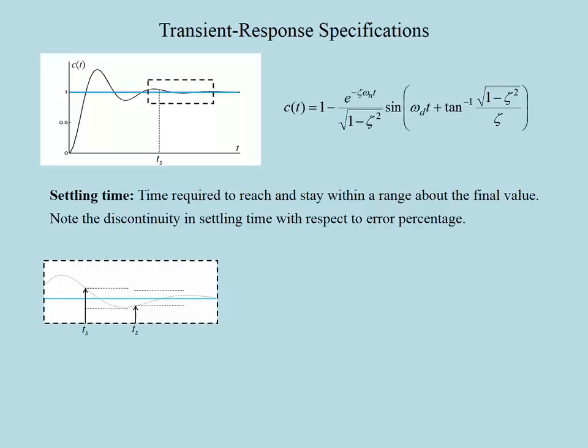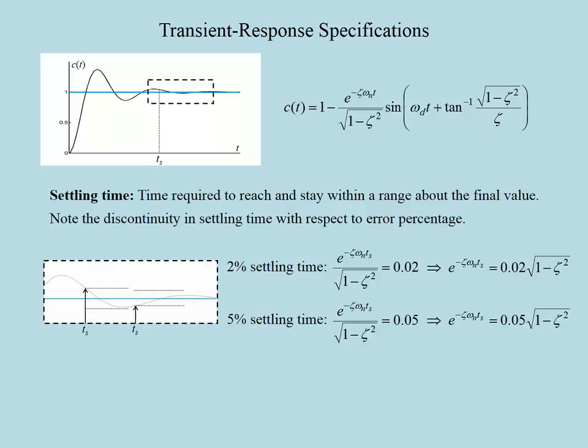Therefore, we will base the calculation of the settling time on the envelope of the response rather than the exact value of it. For example, the 2% settling time will be obtained by equating the exponential envelope of the oscillations to 0.02. Similarly, you can equate the same function to 0.05 to obtain the 5% settling time.